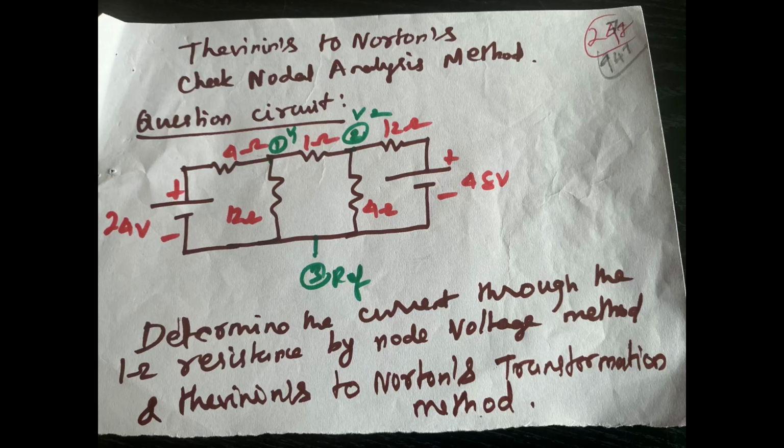The question circuit is the same as on this page. It consists of 24 volts and 48 volts, 4 ohm, 1 ohm, and 12 ohm. Determine the current through the 1 ohm resistance by the node voltage method and by the Thevenin to Norton transformation method. First we will do the Thevenin to Norton transformation method.